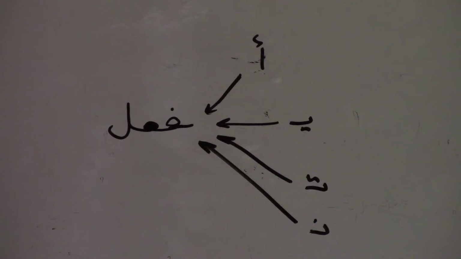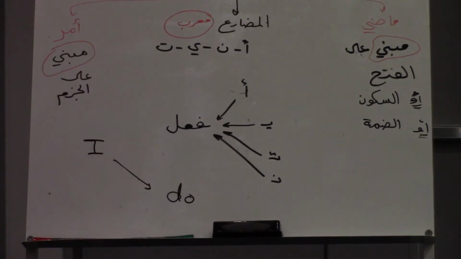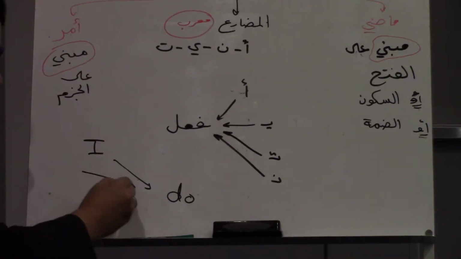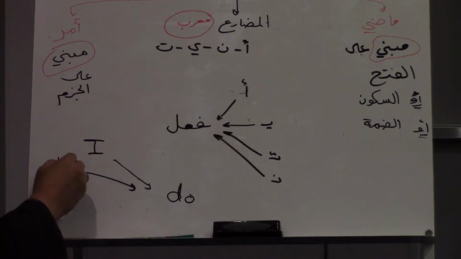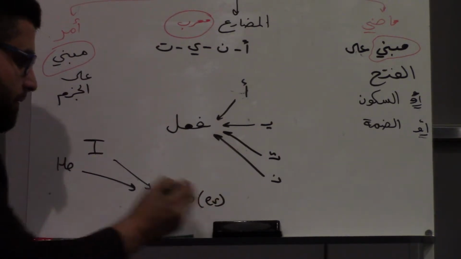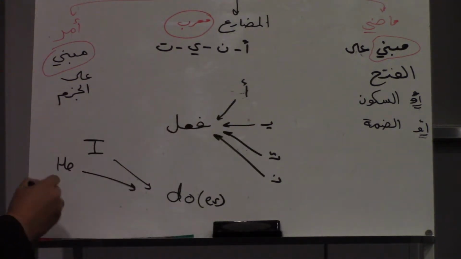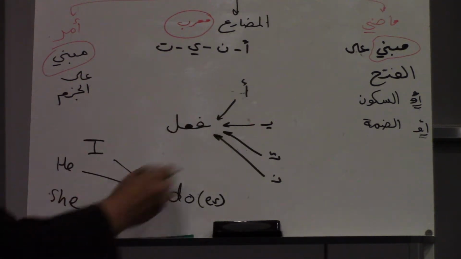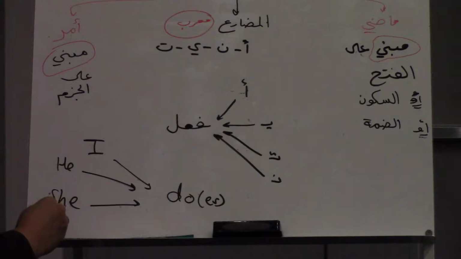All right, so if you want to say do in English, you want to say I do, then you put a hamza basically, right? If you want to say he, of course not do, but does, then you would say yaf'al. If you want to say she does, you would say taf'al. If you want to say we do, you would say naf'al. That's to make it as simple as possible. That's to simplify it to its basics.